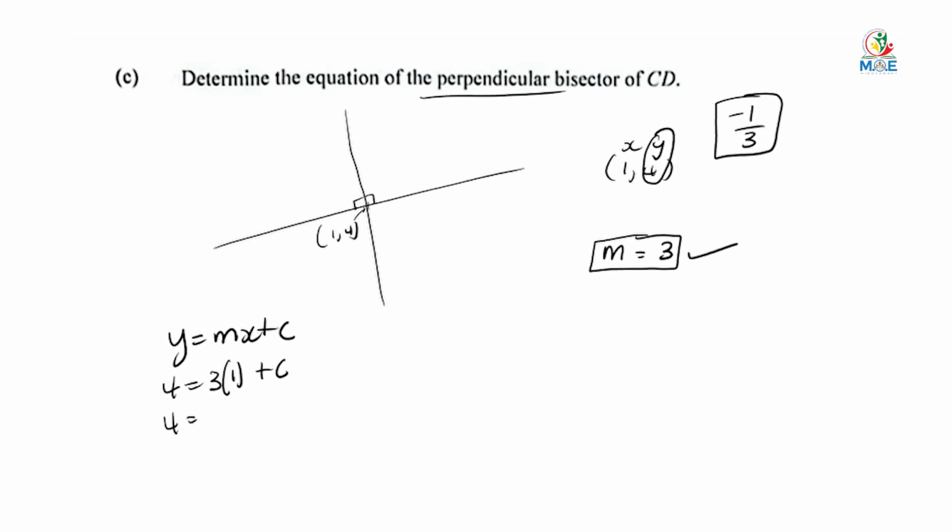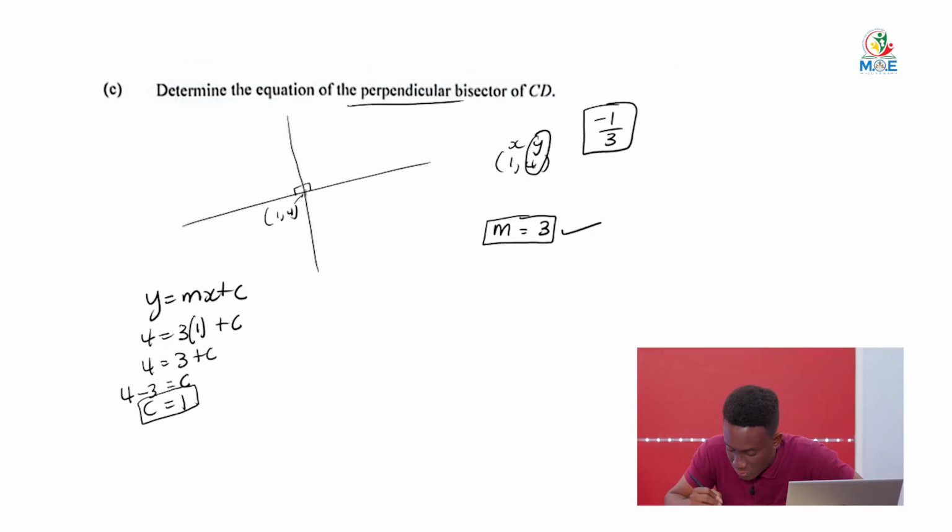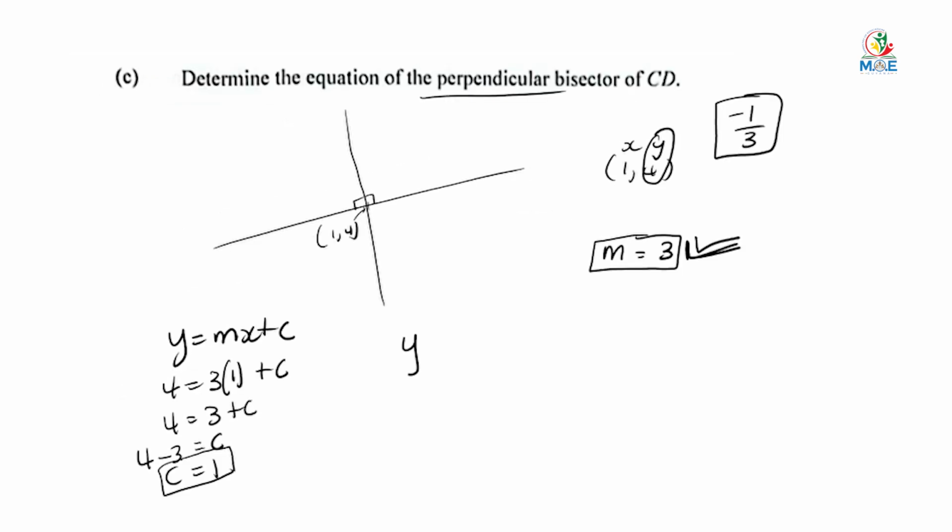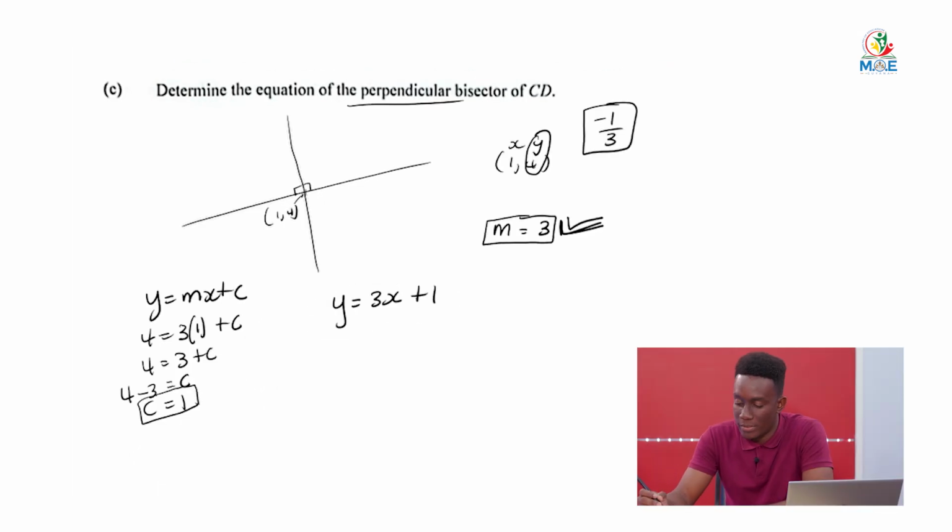So 4 would be equal to 3 times 1 is 3 plus c. So c would be equal to 4. This 3 is added, now we take the subtract. So 4 minus 3, so c would be equal to 1. So the value of c is 1. So we have c, we have the gradient here. So let's write the equation of the perpendicular bisector. It will be y is equal to m, which is 3x plus 1. That will be the equation of the perpendicular bisector.